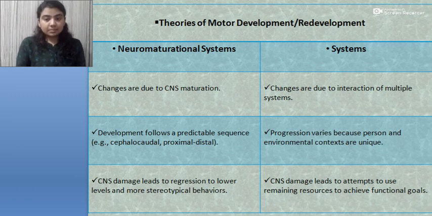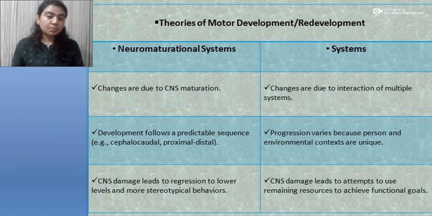And in the system-based approach, the CNS attempts to use the remaining resources to achieve the functional goals. In this approach, they suggest that it is not that the CNS will again go to the stereotypical, but it will try to use the remaining resources possible, right? In the neuromaturation system, we mostly work on the obligatory synergy pattern. We work on the breakdown of the abnormal synergy pattern. So this is what we are working on in the neuromaturational system.